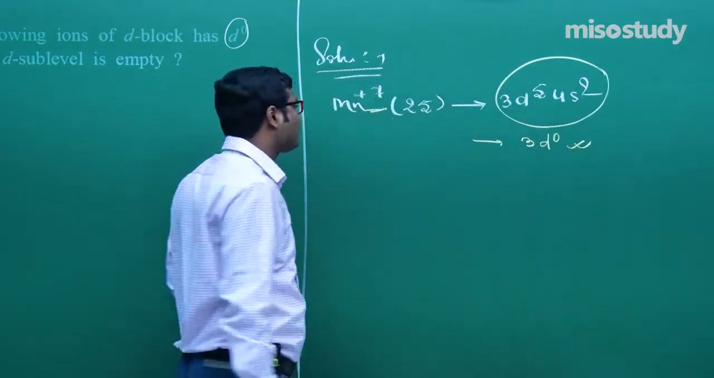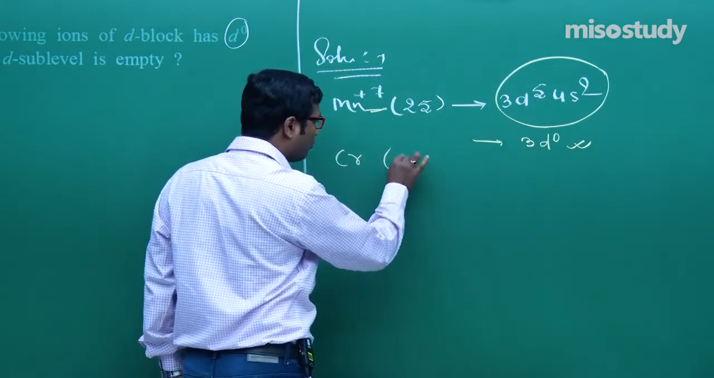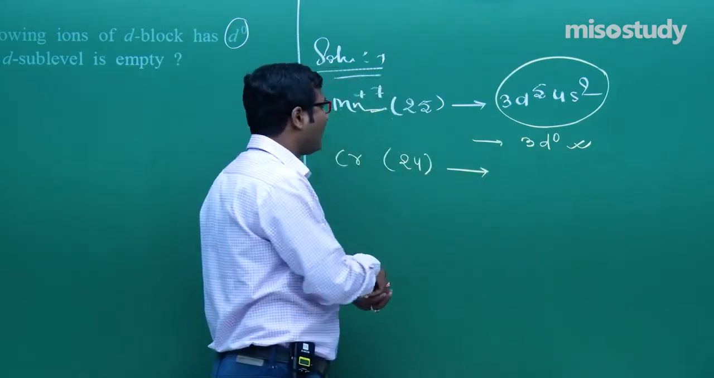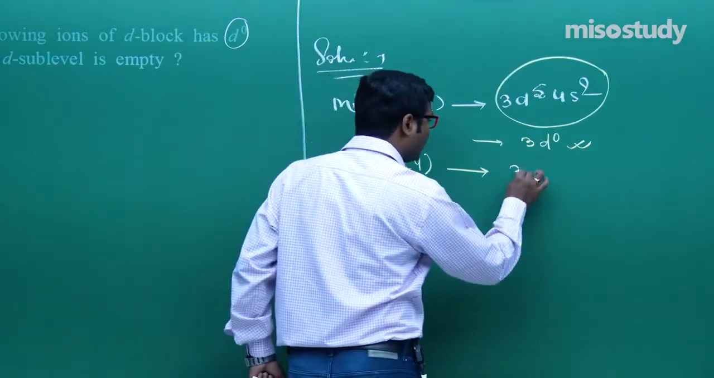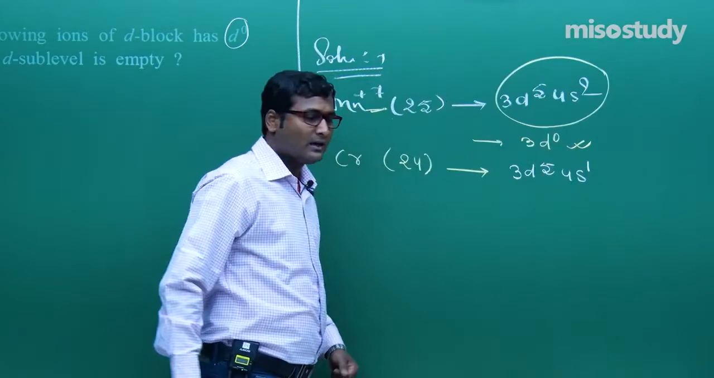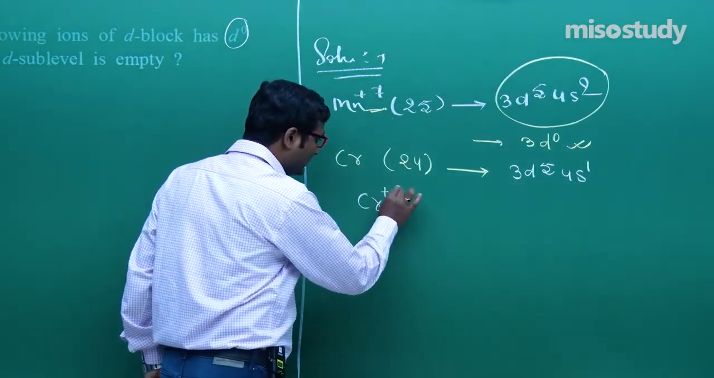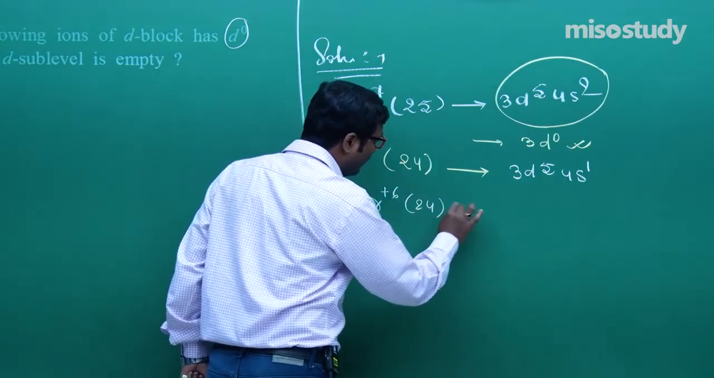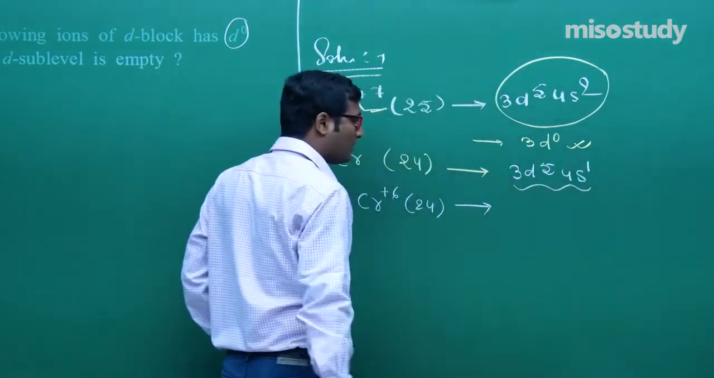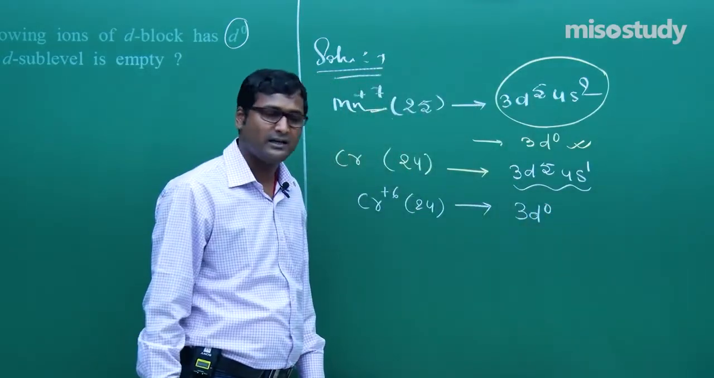Now if I talk about chromium, as we know chromium has atomic number 24. What is the electronic configuration? That is 3d5 4s1. Now it is in a +6 oxidation state. What will happen, friend? It will lose all its 6 electrons, so the electronic configuration here is 3d0.